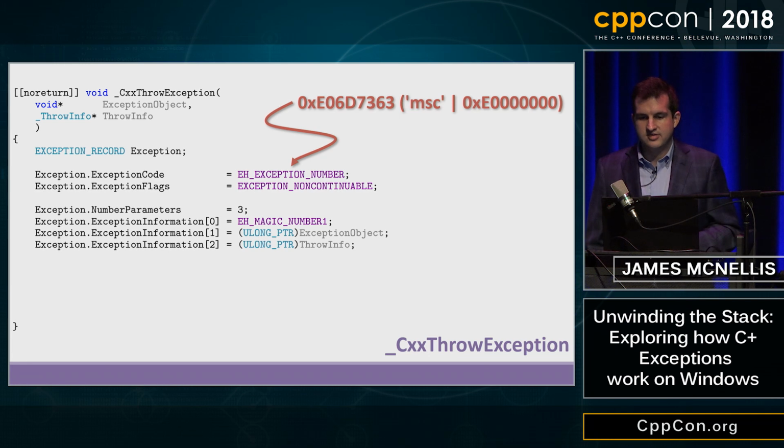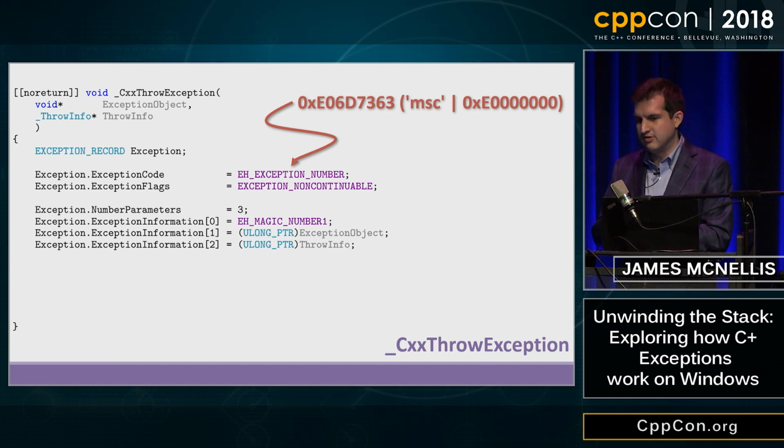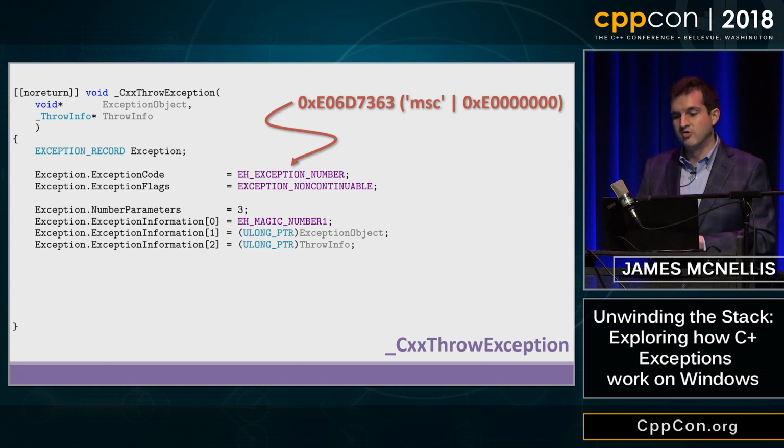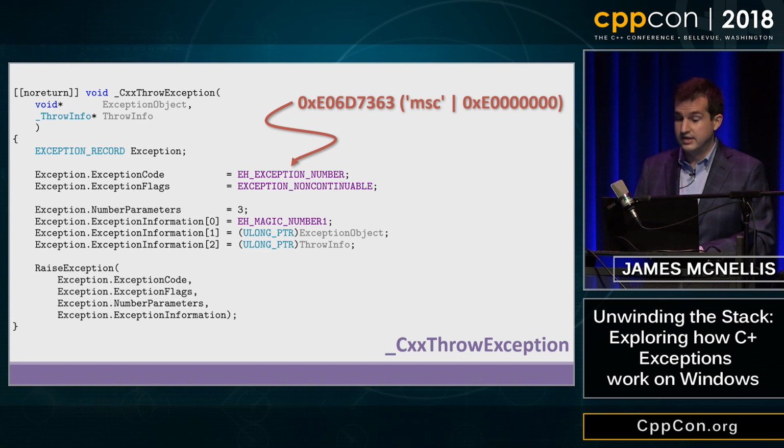It will then initialize the exception parameters. So we use 3 parameters inside of here. Parameter 0 is set to a magic number that it's kind of used to know what version of exception this is. Parameter 1 is then just set to the pointer to the exception object, and parameter 2 is set to the throw info describing the exception object. And then it just calls raise exception with all of the data that it just filled in.